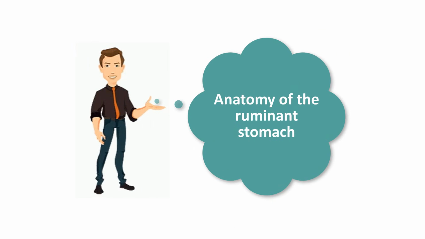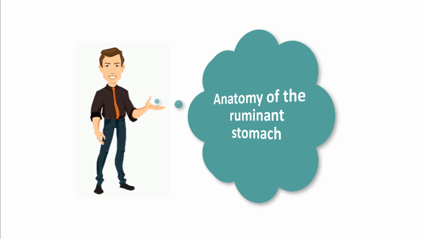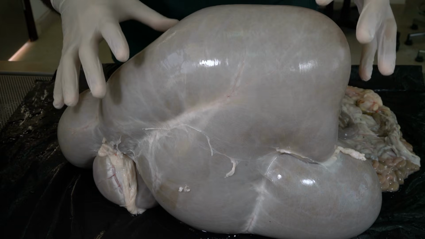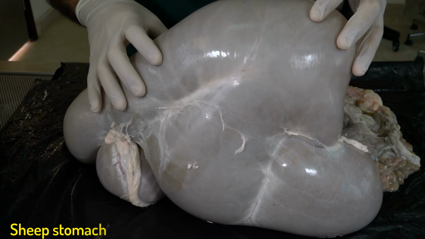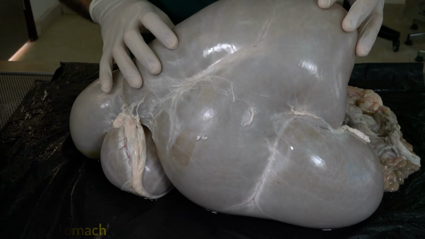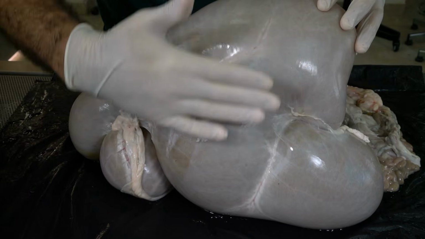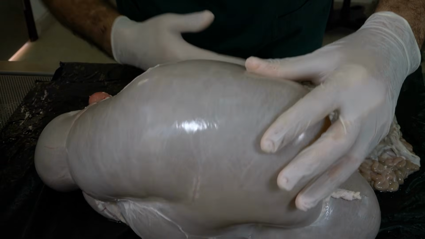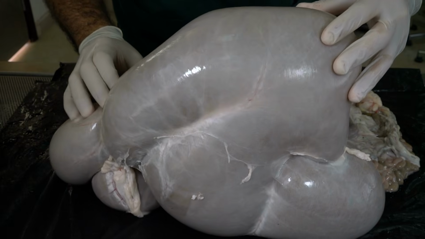Talk about the anatomy of the ruminant stomach. Here we have a sheep stomach, and today we are going to describe the structures which we can see on the left view and in the right view of the stomach.